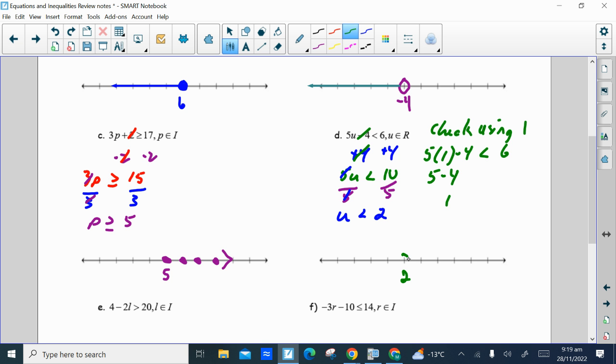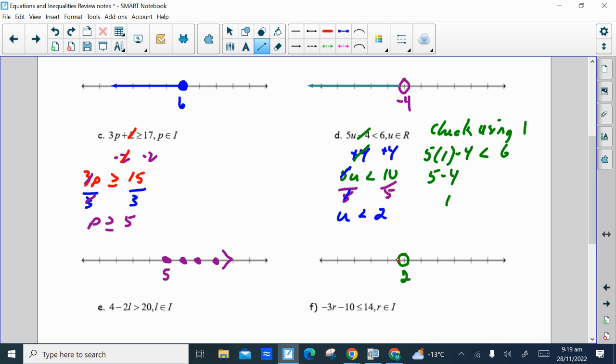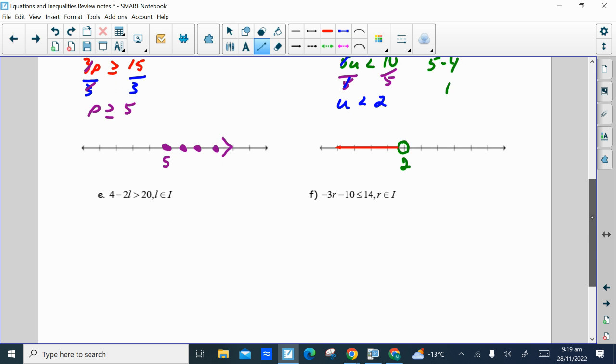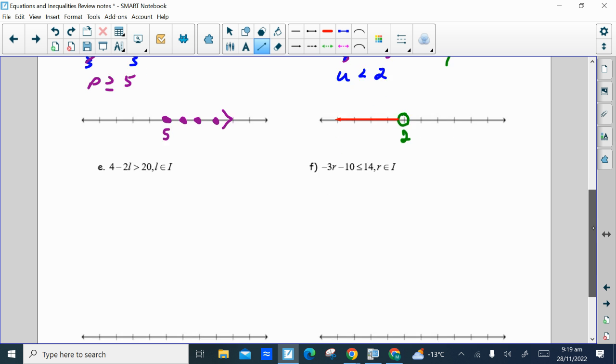So on our number line, we'll put 2 in the middle. And we're going to have an open dot on 2 because the 2 is not included. u is only less than 2, not equal to 2. And because it's real numbers, we're going to use a line. And this line will go to the left because all values less than 2 work. So you have a line going to the left with an arrow on the end to show that that pattern continues. So there's that solution.